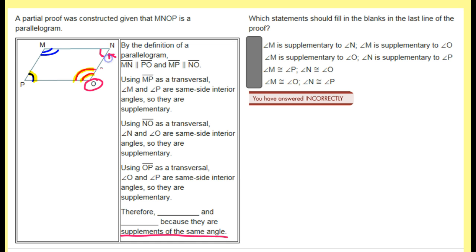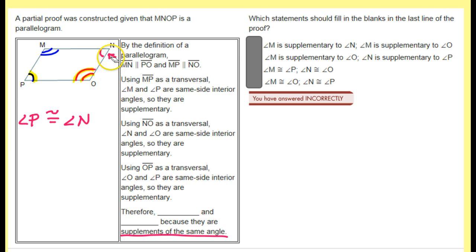Angle N is a supplement, because these are supplementary, and angle P is a supplement, because these are supplementary to each other. So angle P and angle N are both supplementary to the same angle. So it makes sense that angle P should be congruent to angle N, because they are supplements of the same angle.